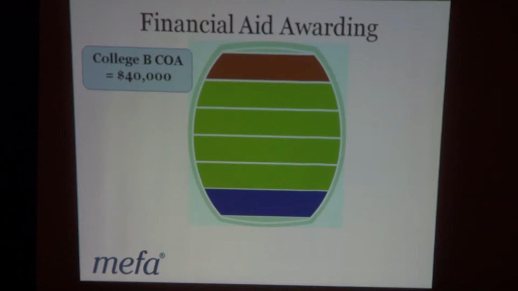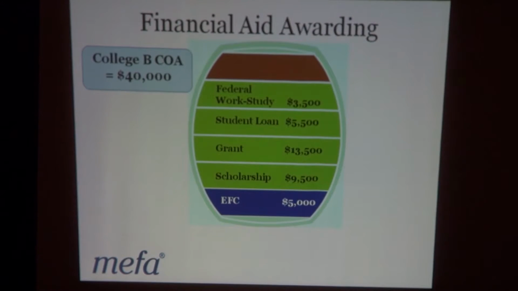But first goes into the barrel is that family's EFC, so that $5,000. Then the student is awarded a scholarship of $9,500, a grant of $13,500. So again, that's all free money, both of those. But it might be that one was need-based aid and one is some sort of merit scholarship. They've been given a student loan of $5,500. That's not a random amount. I'll talk about that in a little bit when we talk about loans. And then work study ceiling that they could earn up to $3,500.